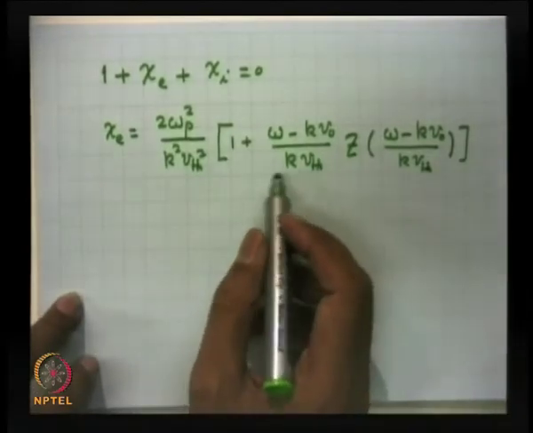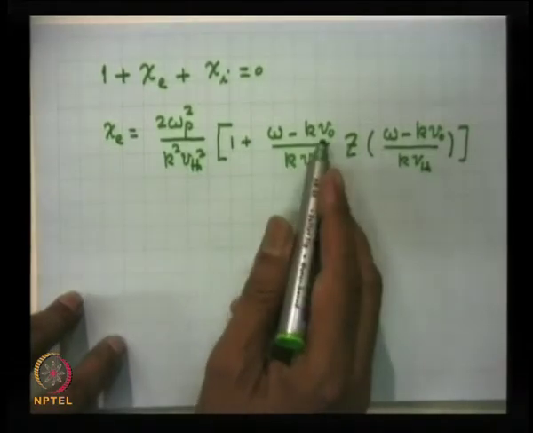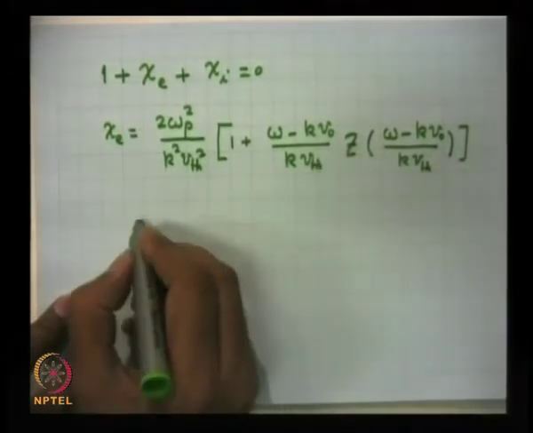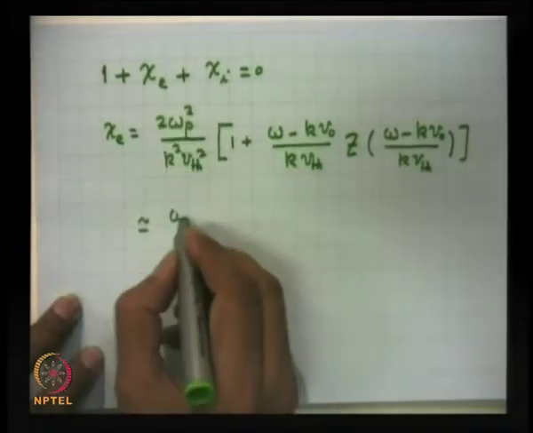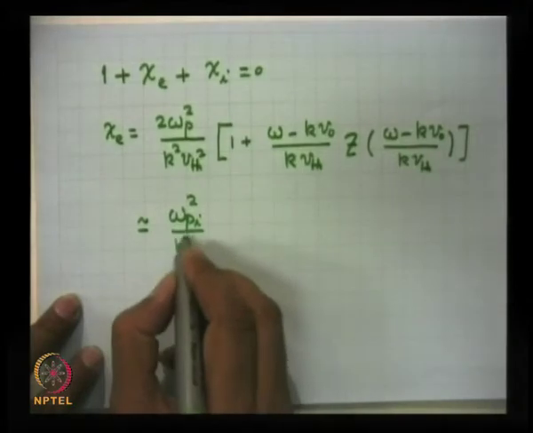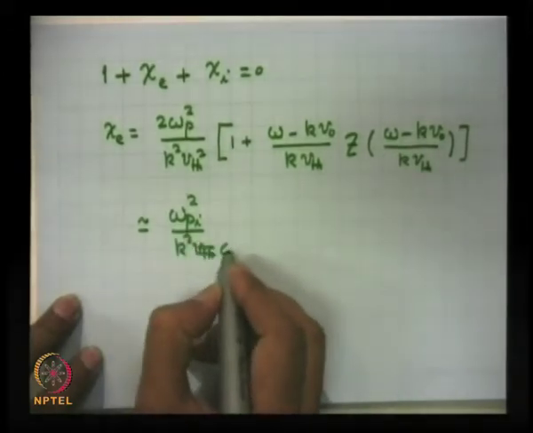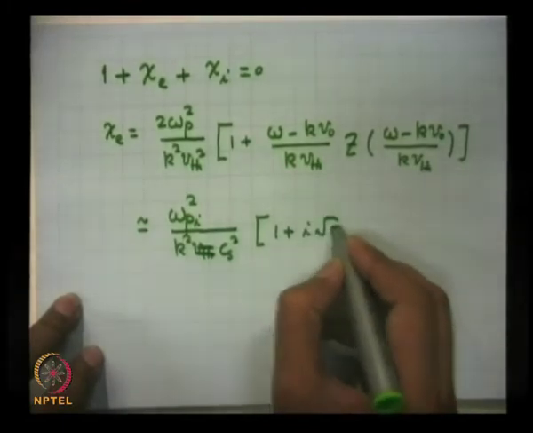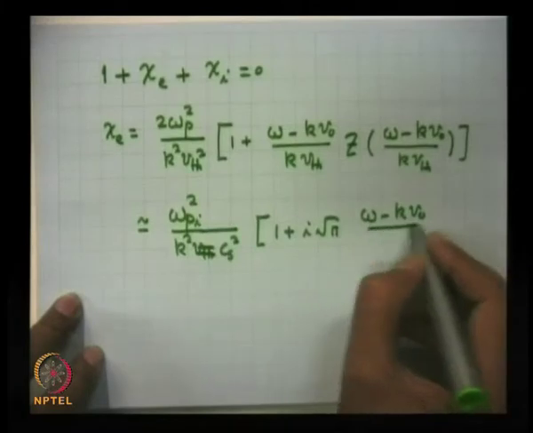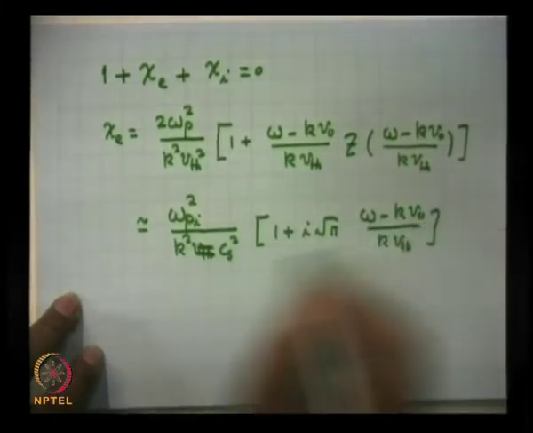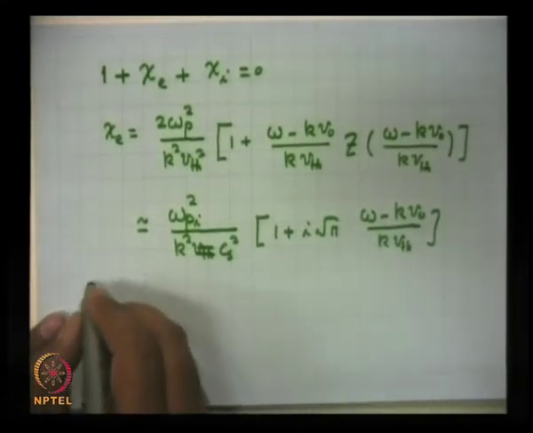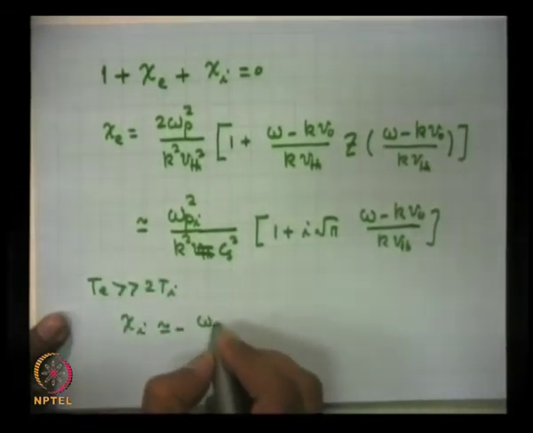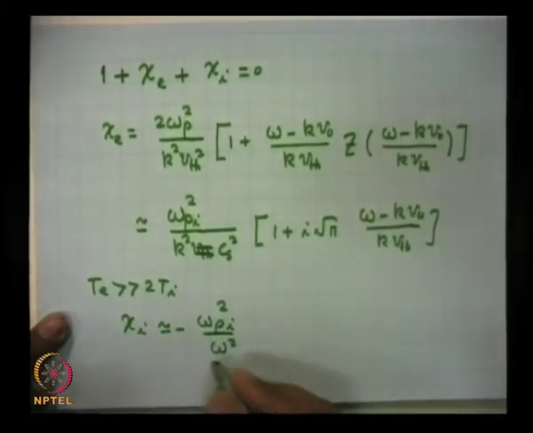Since for sound waves k V thermal is too huge as compared to omega or omega minus k V0, too huge. So, the real part of this quantity is negligible, imaginary part, so this becomes approximately equal to omega pi square upon k square V thermal Cs square, and this becomes 1 plus I root pi into omega minus k V0 upon k V thermal. And if I take ions to be cold, so in the limit when Te is much bigger than 2 Ti, ion susceptibility is nearly equal to minus omega pi square by omega square, so that the ion damping can be ignored.